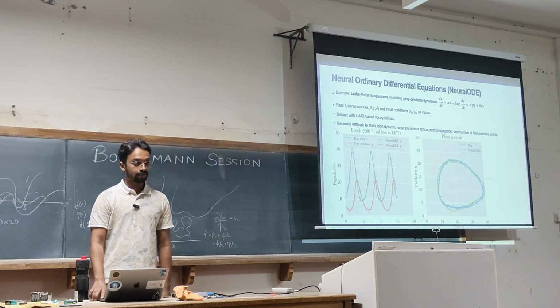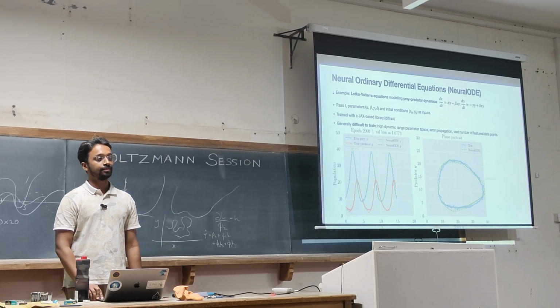I'm a bit confused about NeuralODEs. Are we training it to predict the trajectory or predict the gradient at every point, and then use an ODE solver to solve the trajectory?